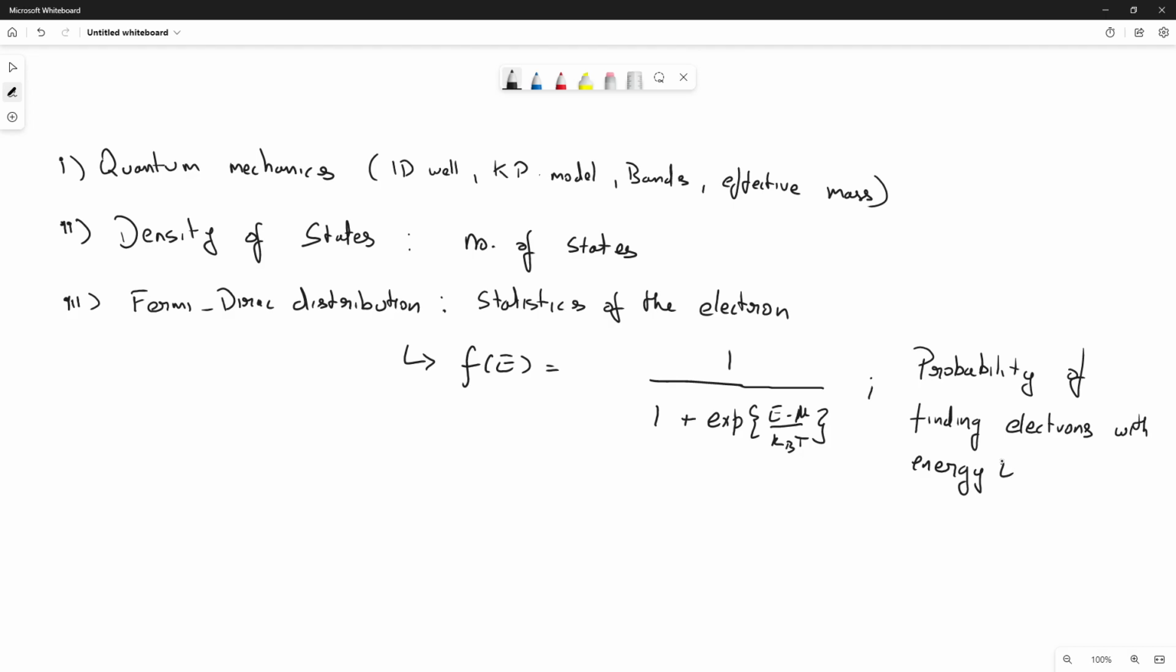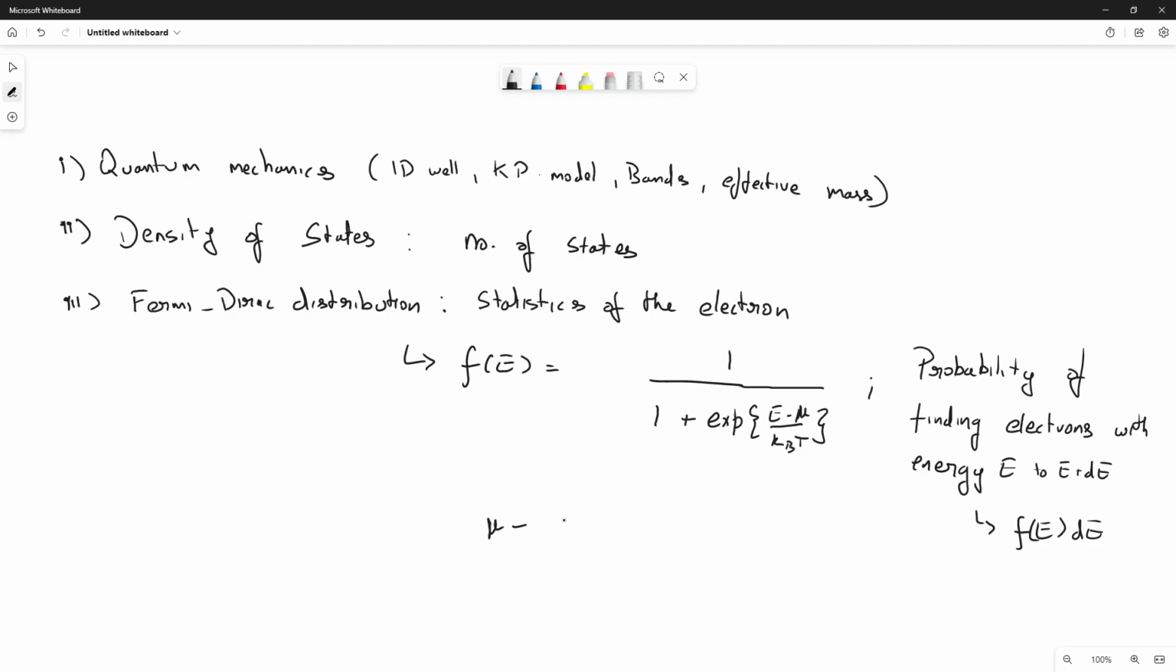Energy values E to E plus dE, and this quantity is given by f of E dE. So if I have to find out the probability of finding an electron in a given range of energies, I have to integrate this particular quantity. So what is mu?